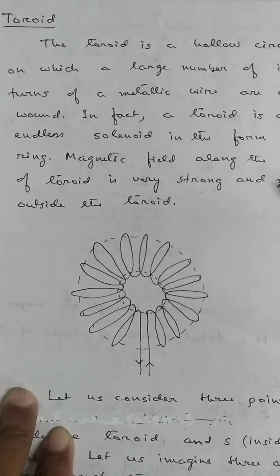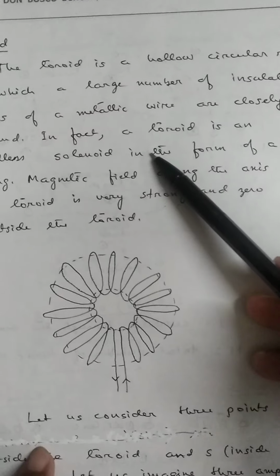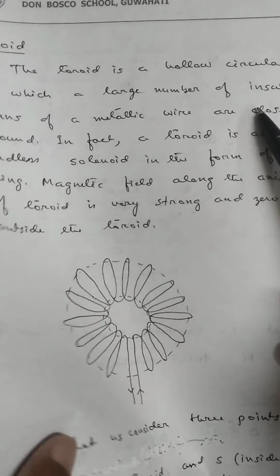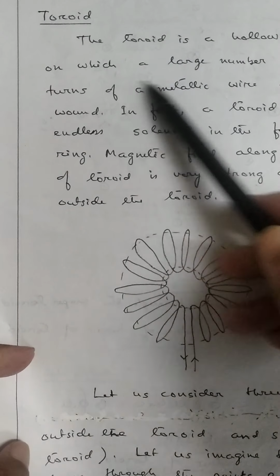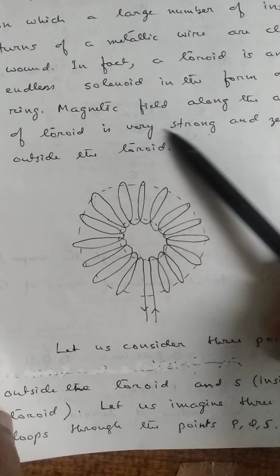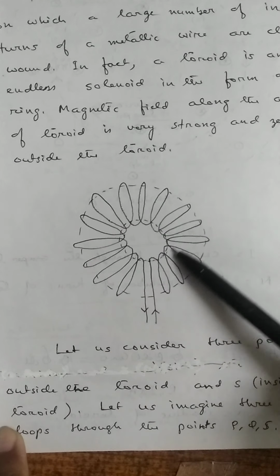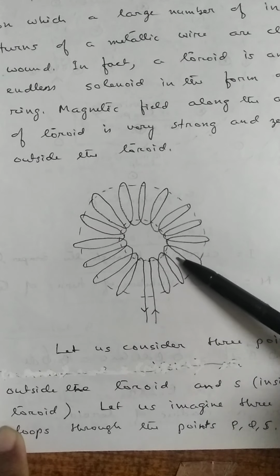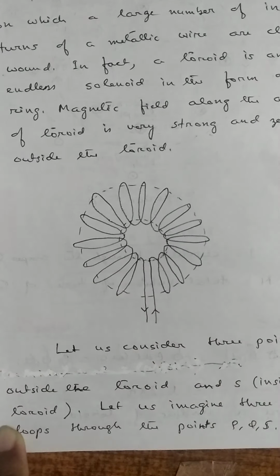Therefore, to obtain a strong magnetic field, we have to use the toroid. And a toroid is nothing but an endless solenoid. Endless. A toroid is a hollow circular coil of many turns, and it is an endless solenoid. Let the total number of turns of this particular toroid be capital N. Total number of turns in this particular toroid is capital N.